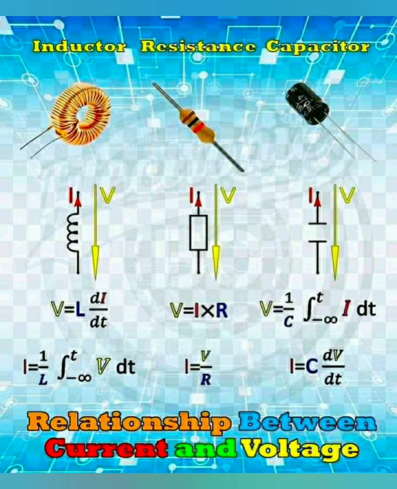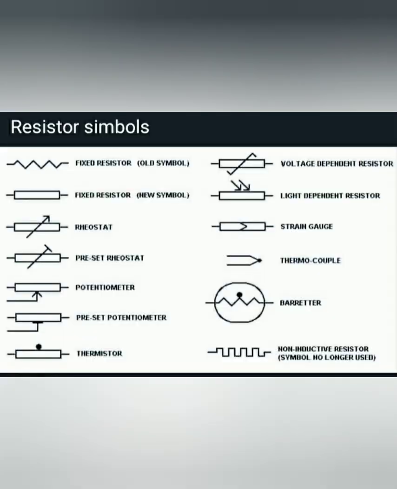So V is equal to L into di by dt for the inductor, V is equal to I into R for the resistance, and V is equal to 1 by C, the limit of t to infinity, I into dt. These are the basic formulas.